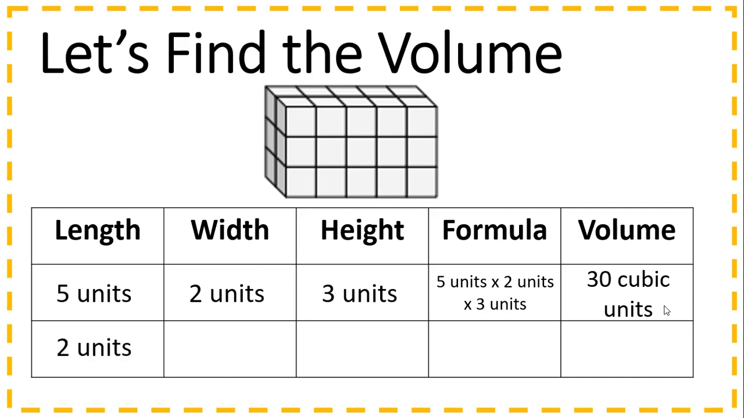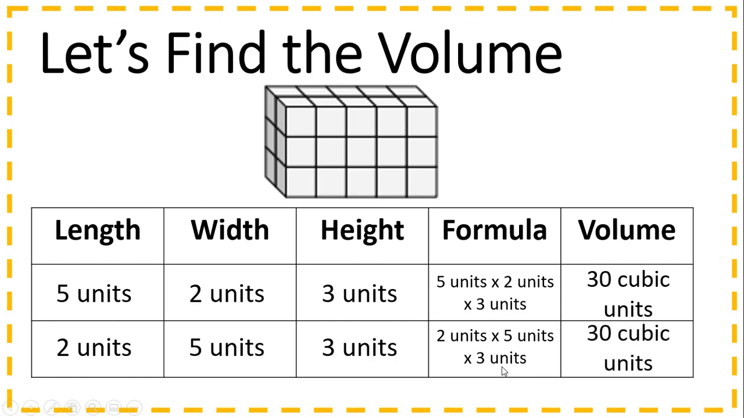We can turn the rectangular prism on its side. The length is now 2 units. The width is now 5 units, and the height is 3 units. So we can multiply 2 units by 5 units by 3 units. 2 units times 5 units is 10 units, and 10 units times 3 units is 30 cubic units.